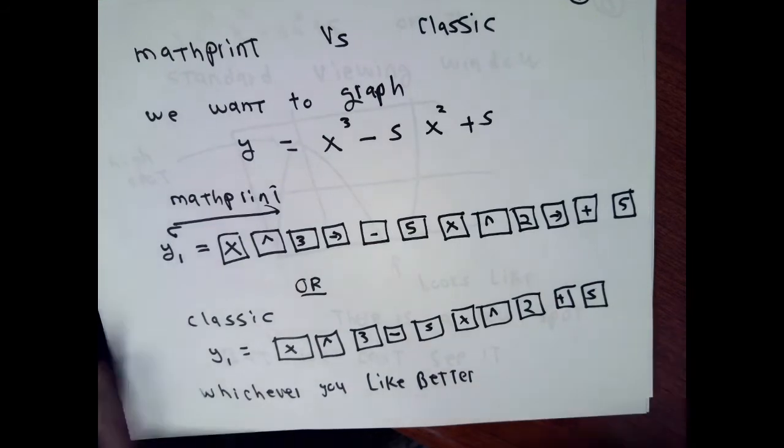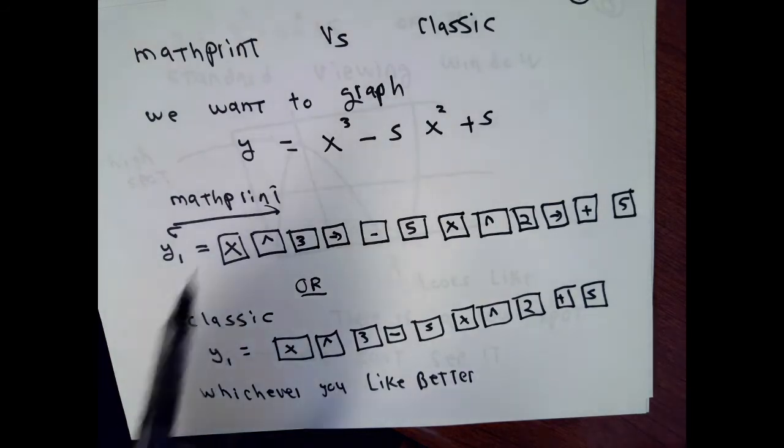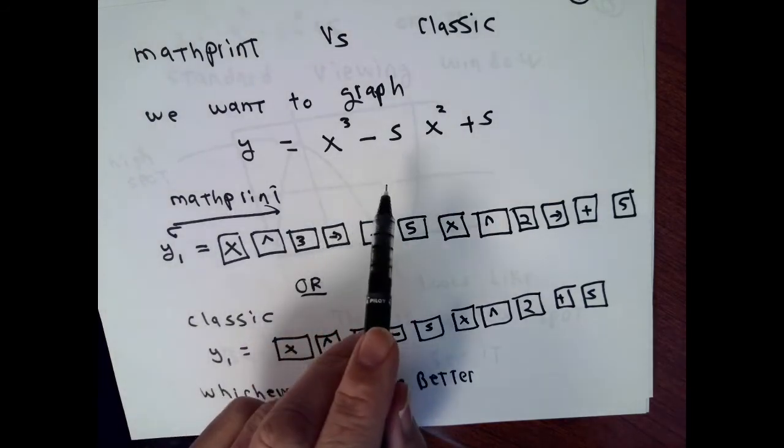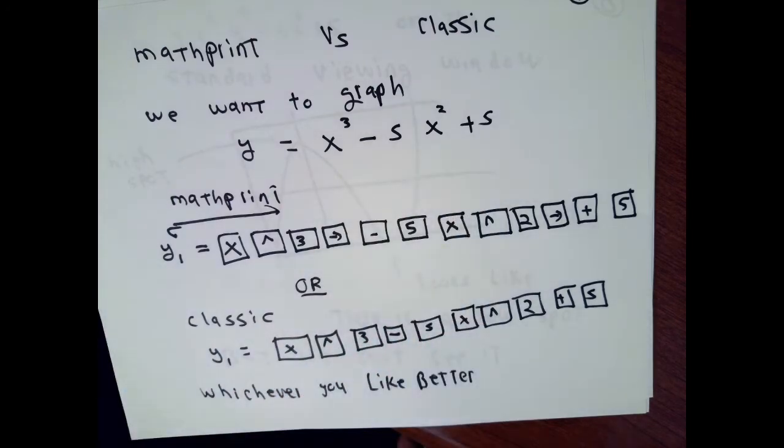Now, there is one thing that people will sometimes trip over. A lot of the modern calculators would like to emulate the kind of notation that you see, say, in Mathematica. So what I'd like to do is, that example I kept using the other day, y equals x cubed minus 5x squared plus 5. If you're in the math print mode, this is the sequence of keystrokes you have to use. If you're in the classic mode, this is what you would have to do.